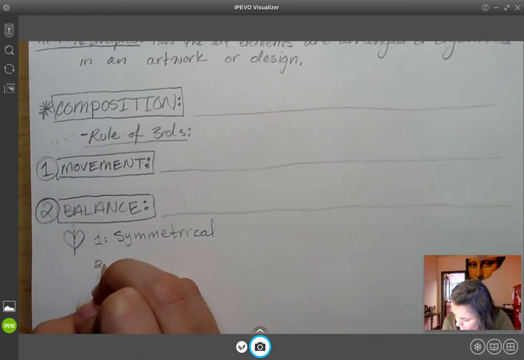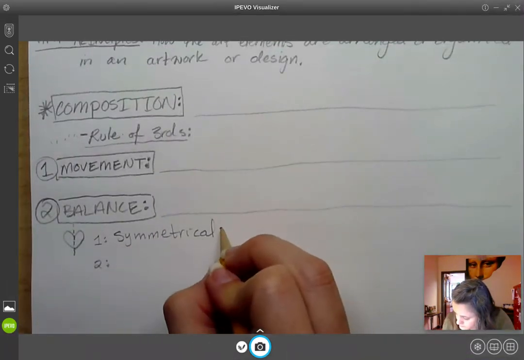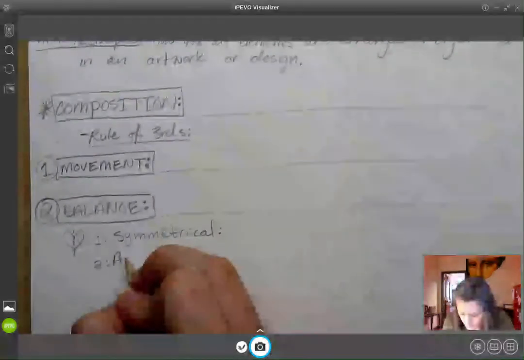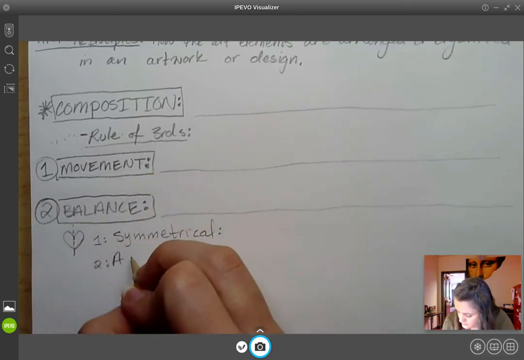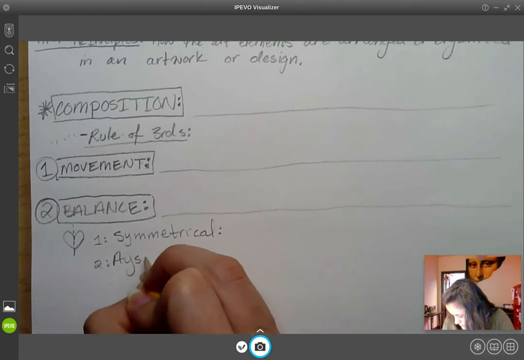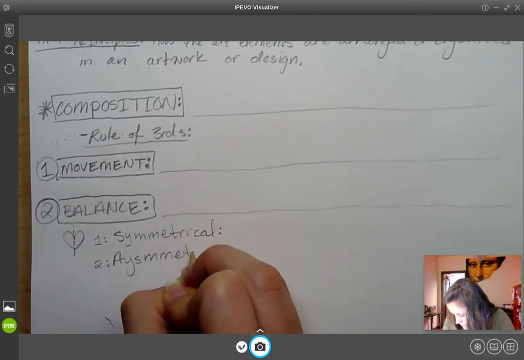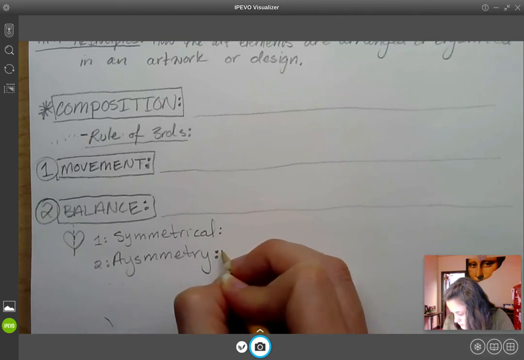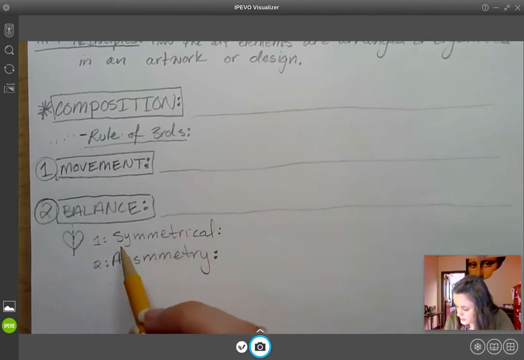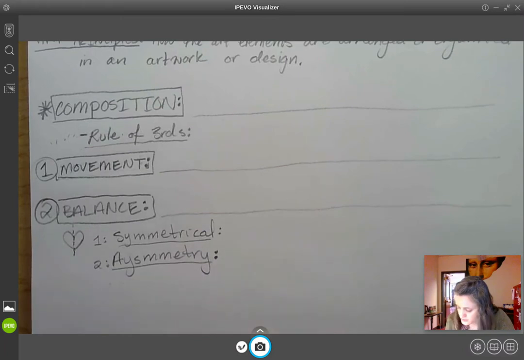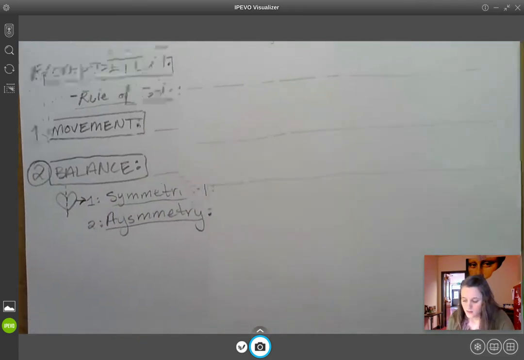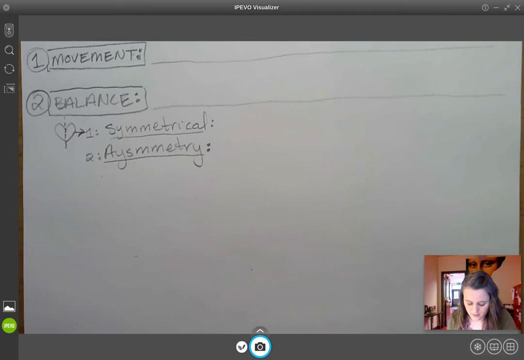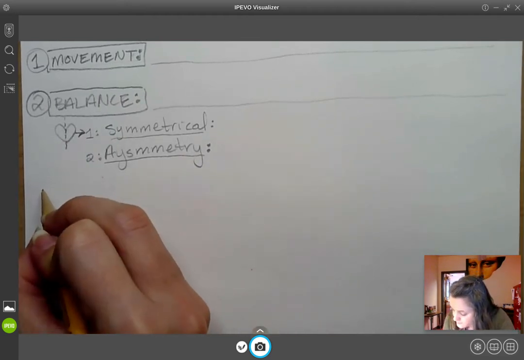And then we also have asymmetry. Oh my goodness. Which is a little more complicated. Go ahead and try and define each of those to the best of your ability. Woo. Number 1 is the heart. And then after balance, we're going to get to unity and harmony.